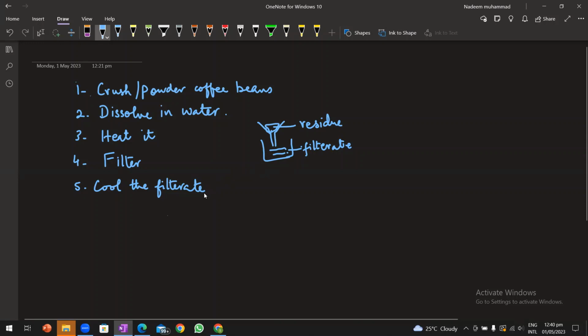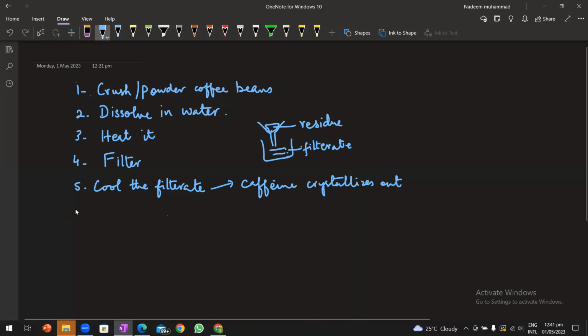But remember that now when you cool the filtrate, what will happen? In cold water, the caffeine will crystallize out. Caffeine will form crystals. So as you cool it down, caffeine crystallizes out, or it forms crystals. But the rest of the impurities, as they are soluble in cold and hot water both, will remain in water, whereas caffeine will crystallize out.